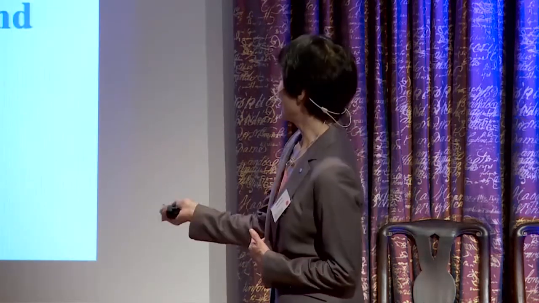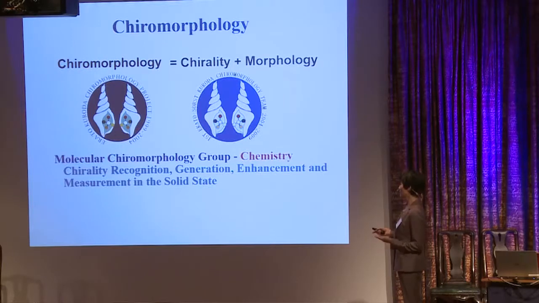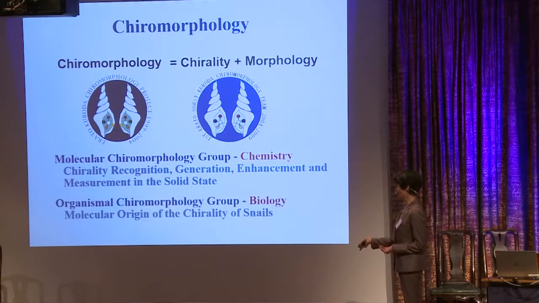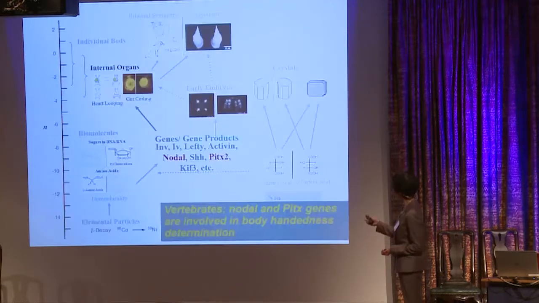The chirality group is the chemistry group. I'm working on chirality recognition, generation, enhancement, and measurement in the solid state. This is chiroptical spectroscopy, which I'm not going to talk about. And the other group is biology, where I'm working on the origin of the chirality of snails.